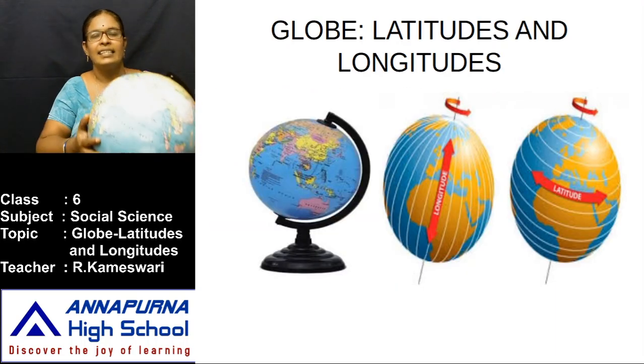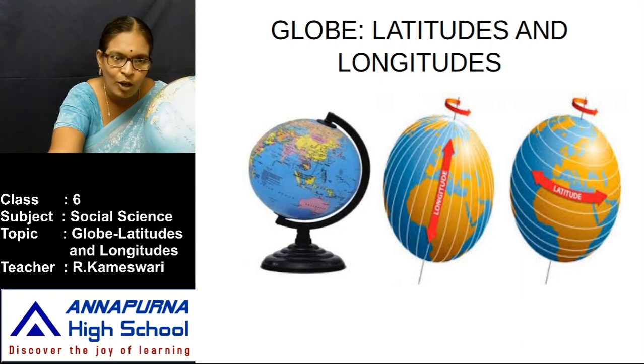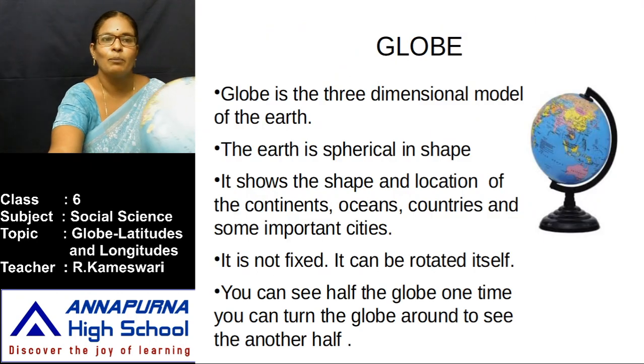See children, this is our globe. And here this globe is not straight. It is tilted at an angle of 23 and a half degrees. It rotates itself. Okay. Next, some horizontal lines and some vertical lines are there. These two are called latitudes and longitudes. Now let us come to our globe.